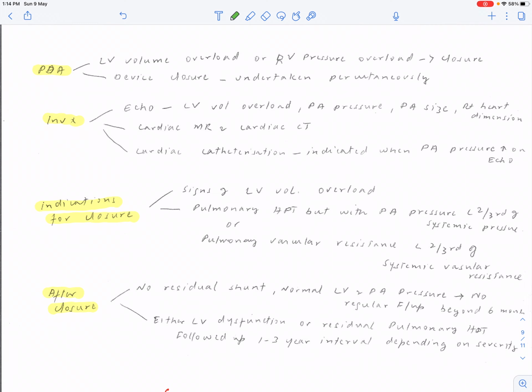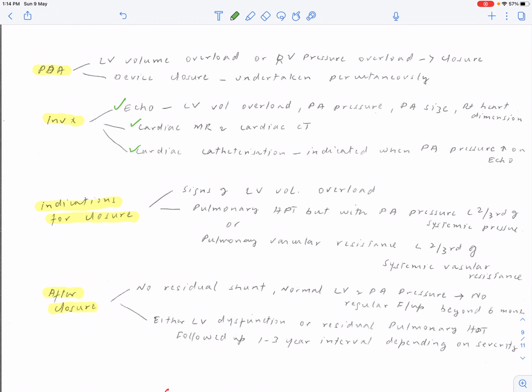Investigations, just to review: on the echocardiography, there may be left ventricular volume overload and raised pulmonary artery pressure. We want to look at the pulmonary artery size and right heart dimension. Cardiac MRI and cardiac CT are sometimes needed, and cardiac catheterization is sometimes indicated when we see the pulmonary artery pressure is increased on echocardiography. So for the investigation, echo is important, cardiac MR, cardiac CT, and cardiac catheterization sometimes.